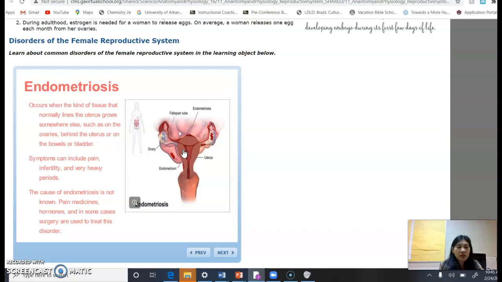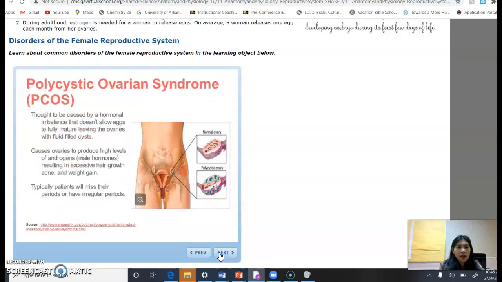It's not known, but pain medicines, hormones, and in some cases surgery are used to treat this disorder. Okay, endometriosis. Next one is polycystic ovarian syndrome. What is this? It is caused by a hormonal imbalance that doesn't allow eggs to fully mature, leaving the ovaries with fluid-filled cysts. It's dangerous too. And this causes the ovaries to produce high levels of androgens.